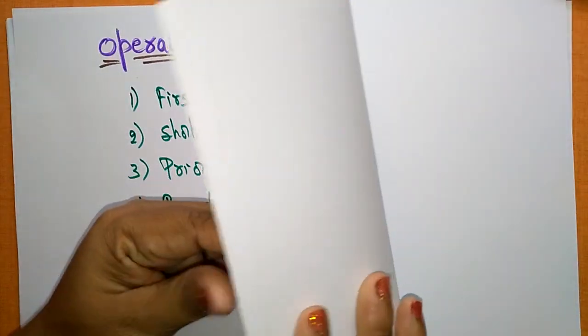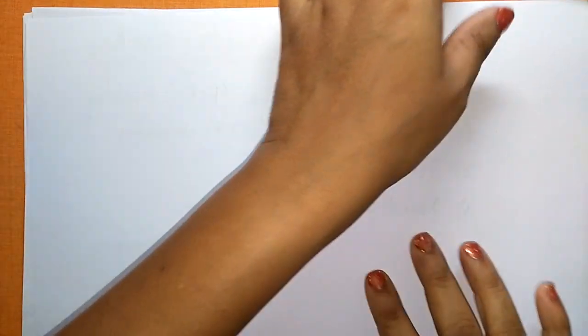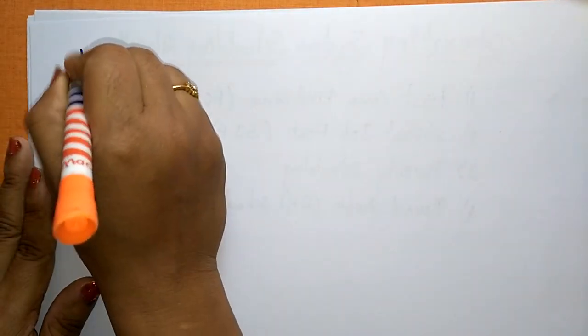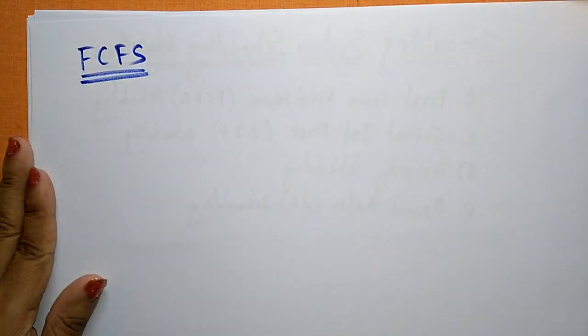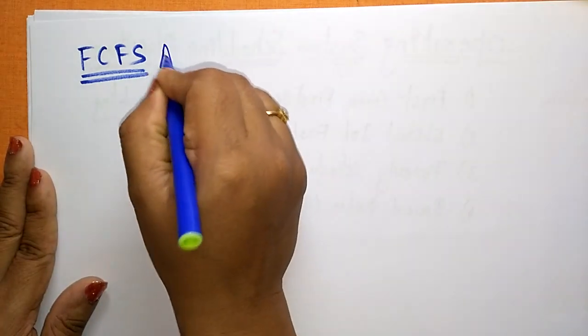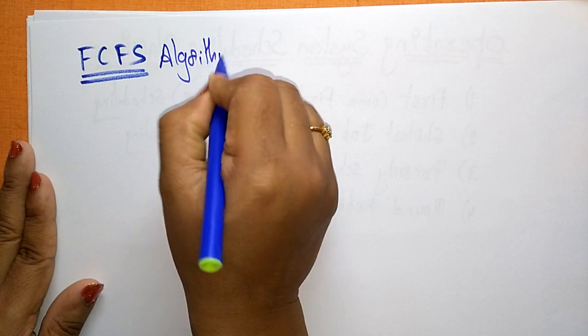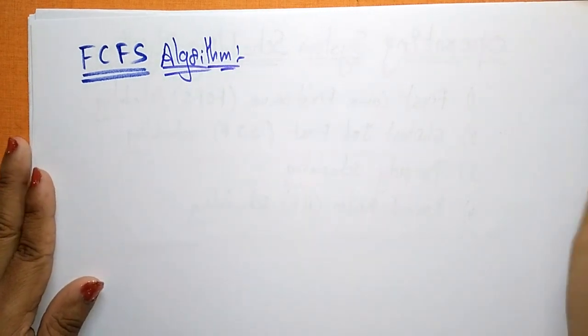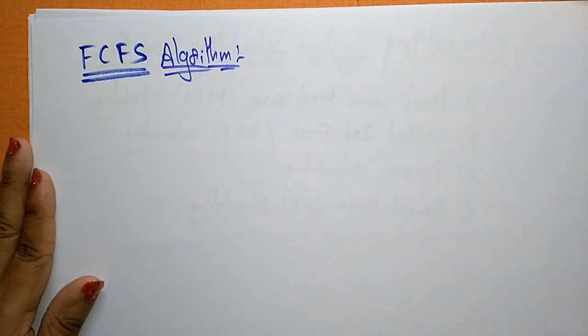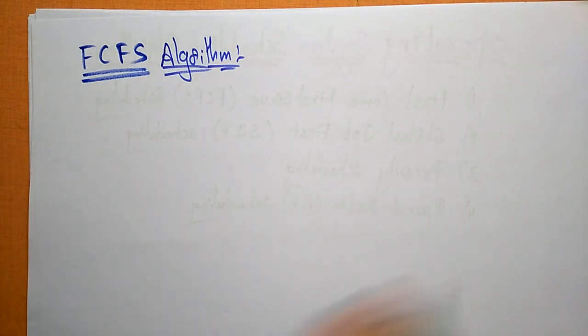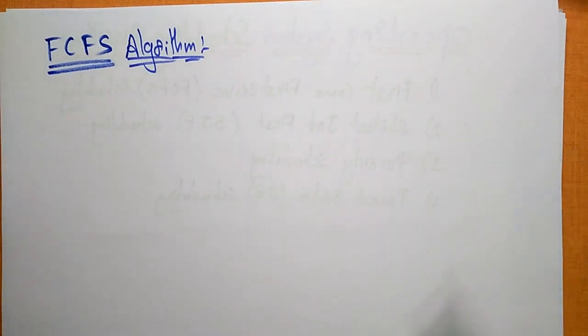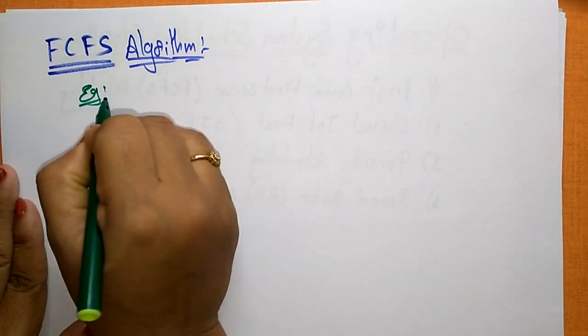The first algorithm that I am taking here is first come first serve, FCFS. So what is this FCFS algorithm? Now let us see that. I am taking one simple example for this FCFS. The CPU will take the processes in the FCFS, first come first serve method, in a list. Let me take one example.